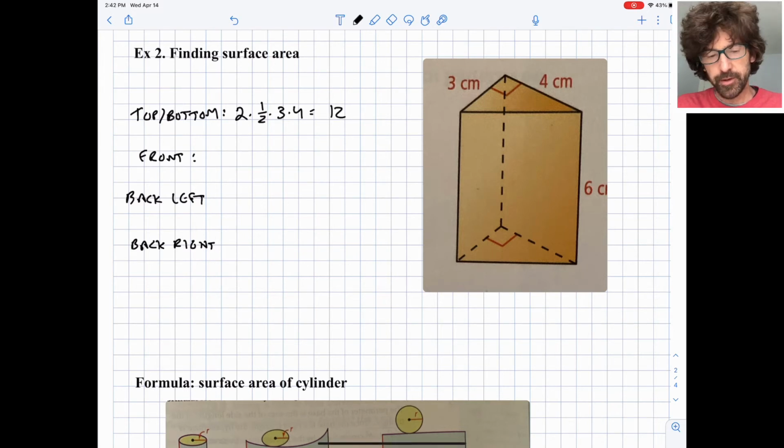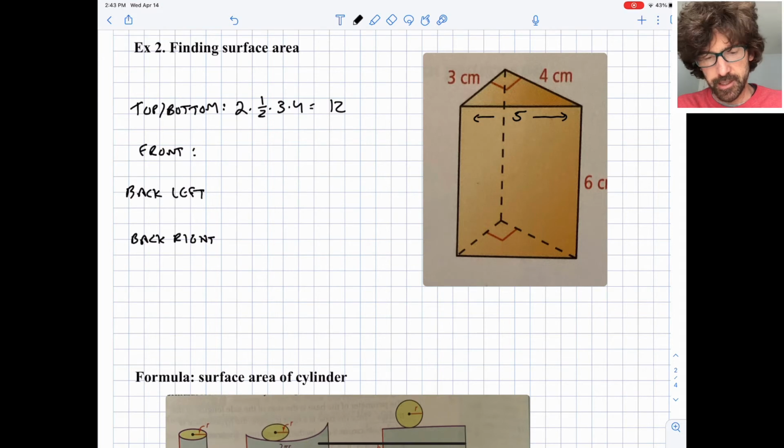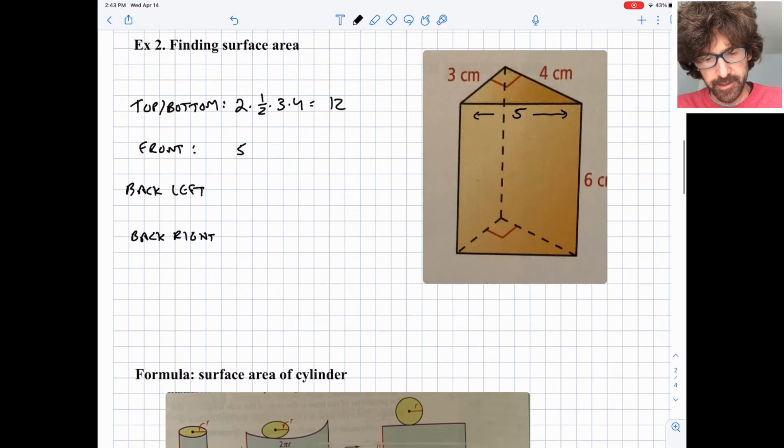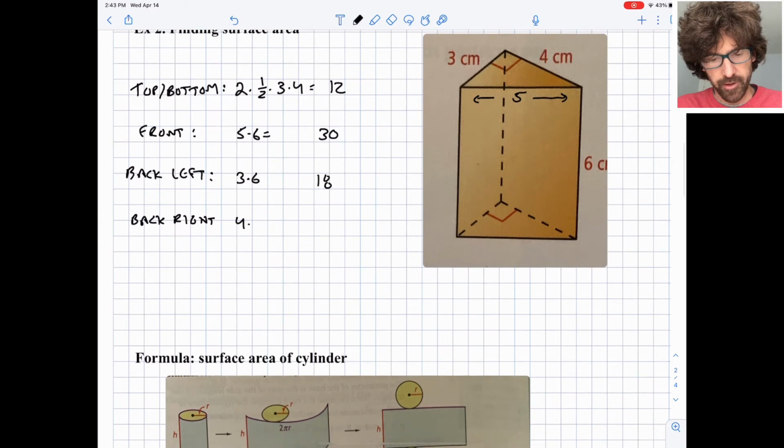The front, we only have one front, but we don't quite know the base of it yet until we realize we could use the Pythagorean Theorem and realize that this is a 3, 4, 5 triangle. So the front is a rectangle, that's 5 by 6, which is 30 square centimeters. The back left is 3 by 6, which is 18 square centimeters, and the back right is 4 by 6, which is 24 square centimeters.